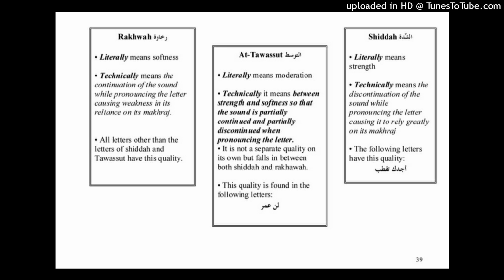Those letters that we apply this characteristic with are أجد قط بكت: همزة, جيم, دال, قاف, طاء, باء, كاف, تاء. Here in the book it is written like أجدك تقطب, and this is another way you can connect those letters together to keep them in mind. So those are what we call the shiddah or the strength letters. So this is the first quality we have today.